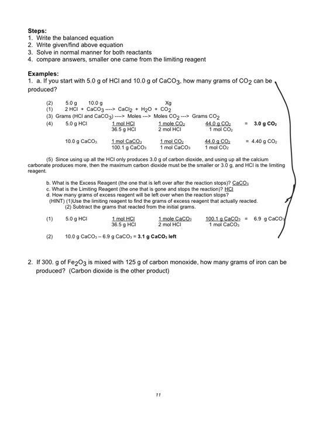All right? So, if 300 grams of iron oxide is mixed with 125 grams of carbon monoxide, how many grams of iron can be produced? Carbon dioxide is the other product. All right, so the first thing we need is the balanced equation.